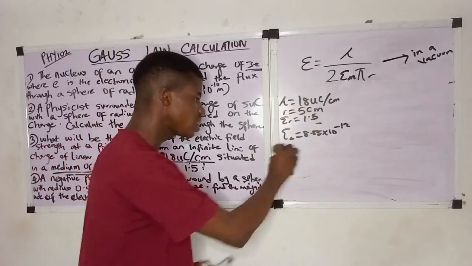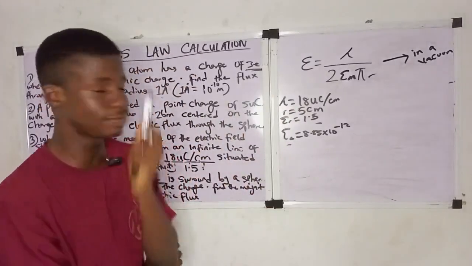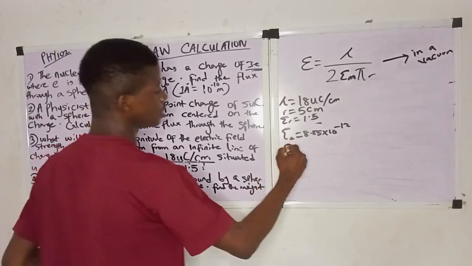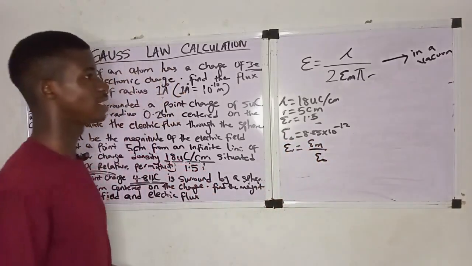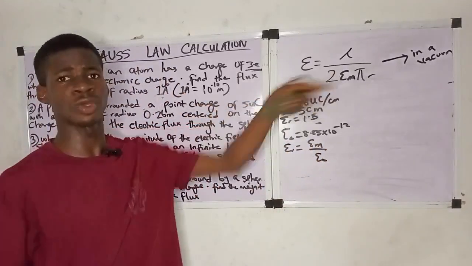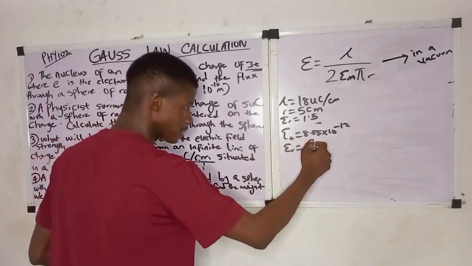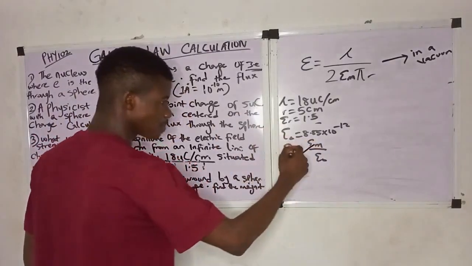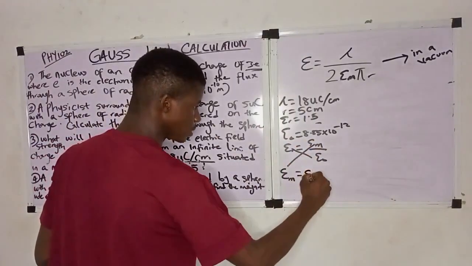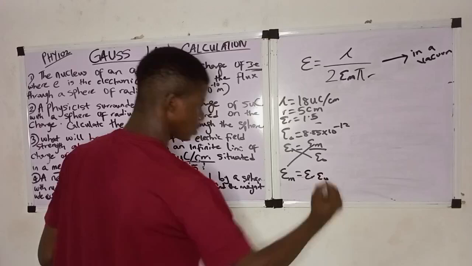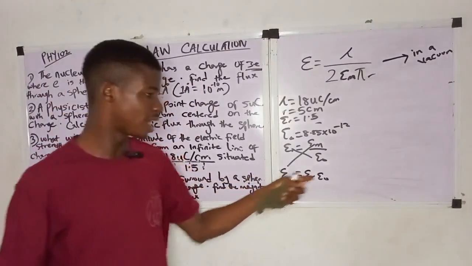So they didn't give us EM directly, but they gave it indirectly. Remember, relative permittivity is equal to the permittivity of the medium over the permittivity of free space. Since they didn't give us this directly, we are going to look for it indirectly. If you cross multiply, we find that EM, the permittivity of the medium, is equal to ER times E naught.